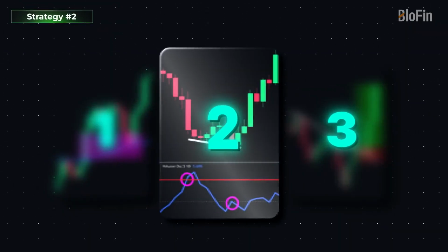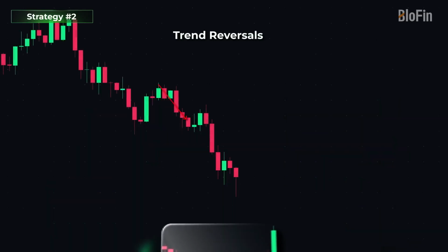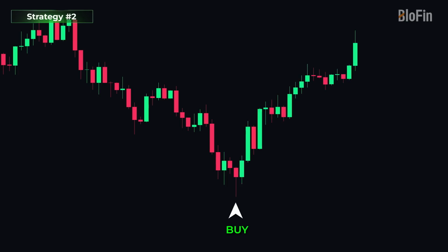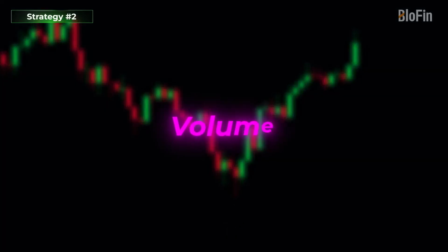Now moving on to the second strategy. For this one, we're taking advantage of trend reversals. For example, if price is in a downtrend, we'll try to spot the exact moment where the downtrend is about to end so that we can time our buy entry right before the trend reverses. Now, of course, timing reversals like this isn't easy. Luckily, there is a way to do it with high accuracy, and that's by using volume.